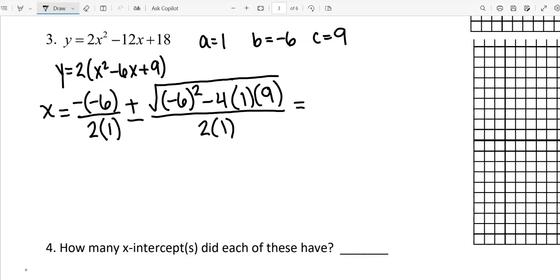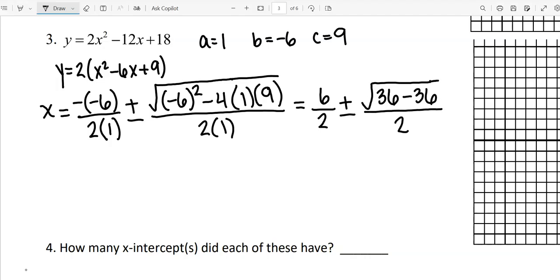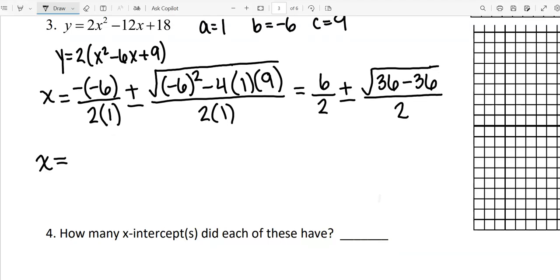Simplify it one chunk at a time. So we're going to start at the beginning. What's -(-6)? 6. Over, what's 2 times 1? 2. Plus or minus the square root. What is -6 squared? 36. Now, let's try to multiply these 3 numbers together. What's -4 times 1? -4, then times 9. -36. All over, what's 2 times 1? 2. So I got x equals. Every time I write a new line, I write x equals to remind myself of what I'm finding here.